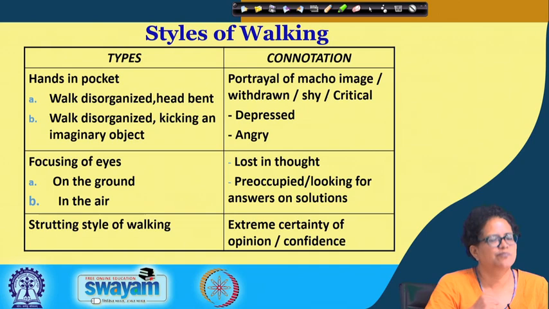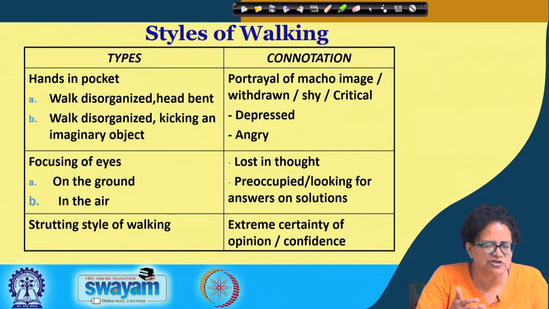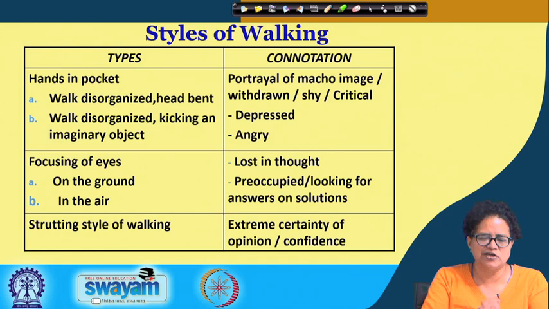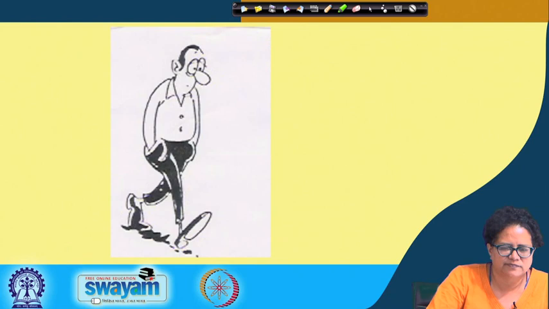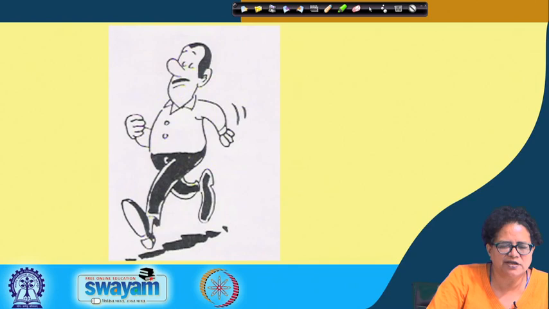And some people have a penguin or a duck style of walking, which is called the strutting style of walking, as I have put it here. It shows extreme certainty of opinion and confidence, super confidence, let us say. So, this is somebody walking down with head downcast, eyes focused on the ground, eyes looking up. The third one, strutting.